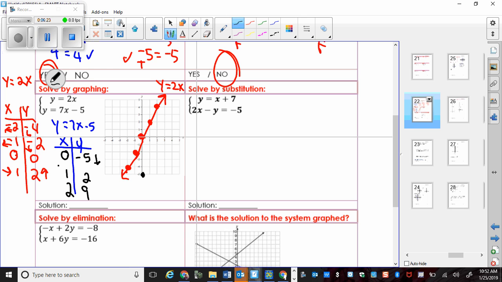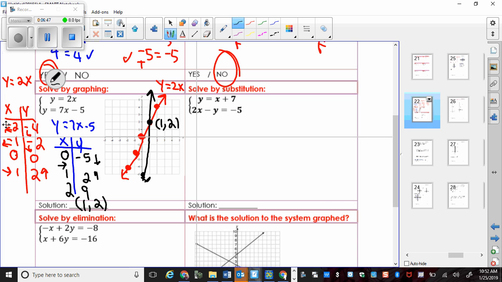I'm going to go right 1, up 2, right 1, up 2, and I found my intersection, and I'm going to create my line. So there is an intersection here. The intersection happens to be right here at 1, 2. So my solution is 1, 2.